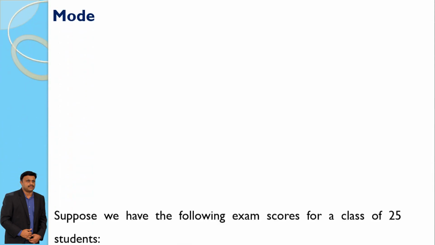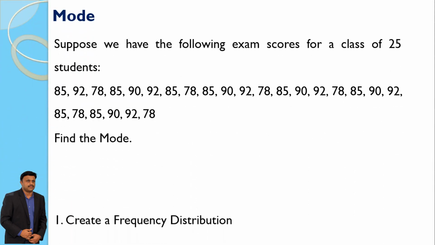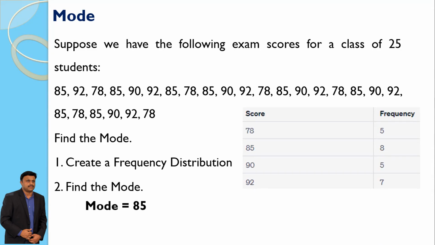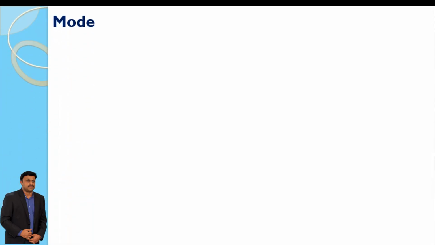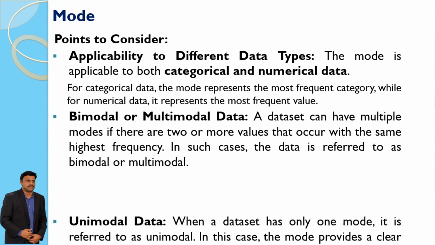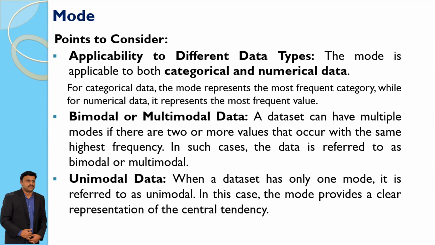To find the mode, create a frequency distribution and identify the value with the highest frequency. For example, in a class of 25 students, the mode of their exam scores can be determined. The mode is applicable to both categorical and numerical data. A dataset can have multiple modes, referred to as bimodal or multimodal, or a single mode, referred to as unimodal.